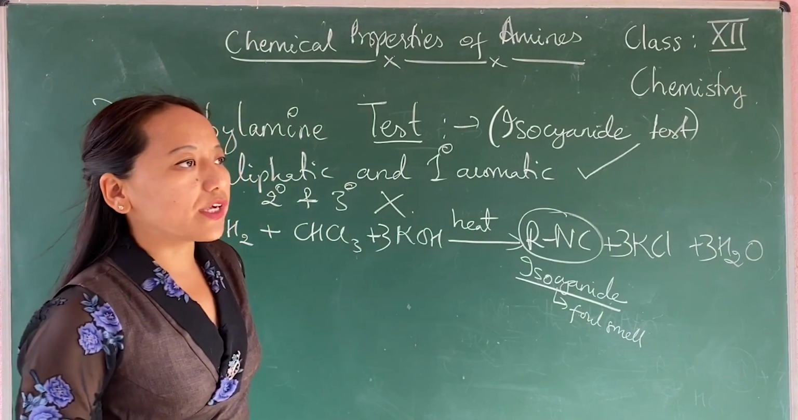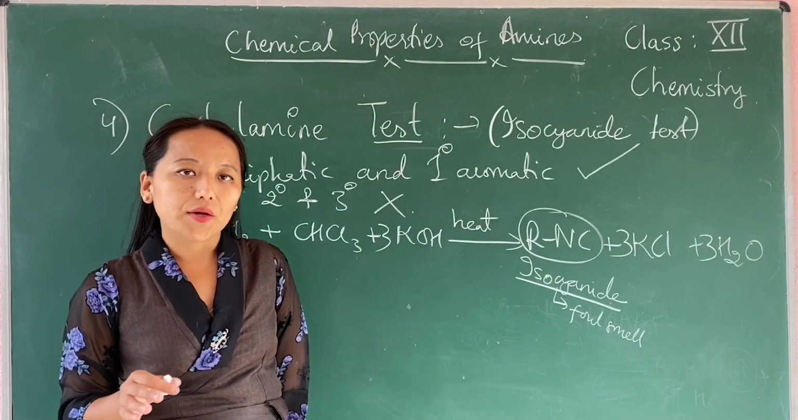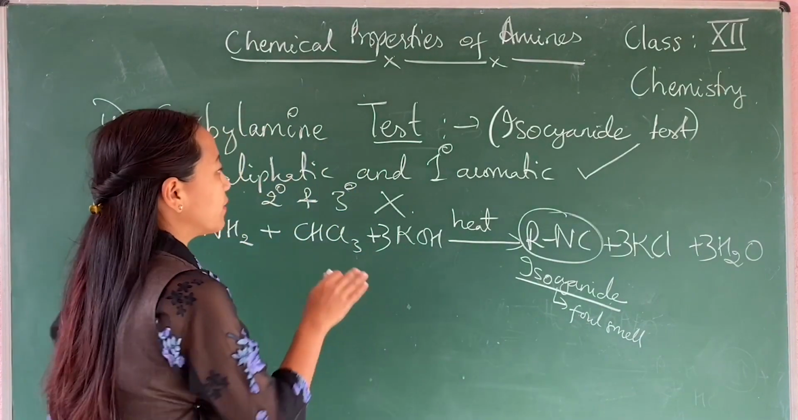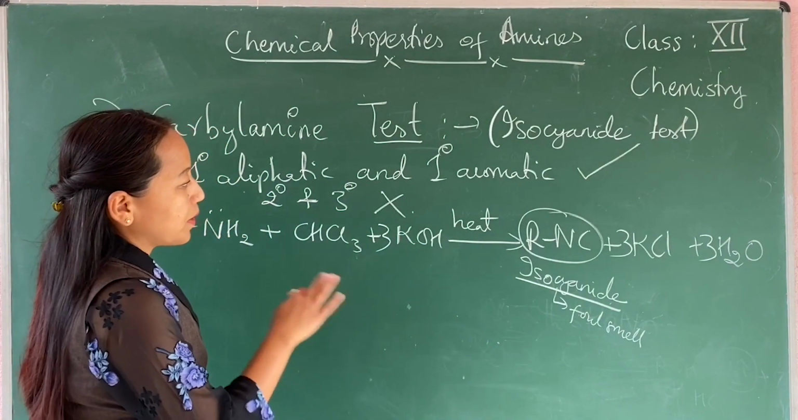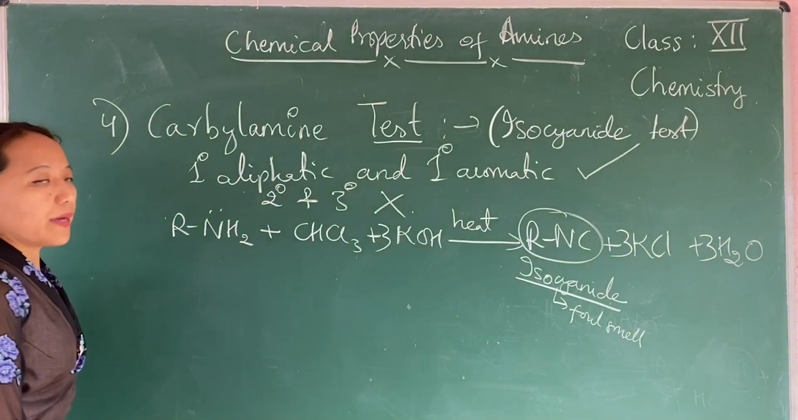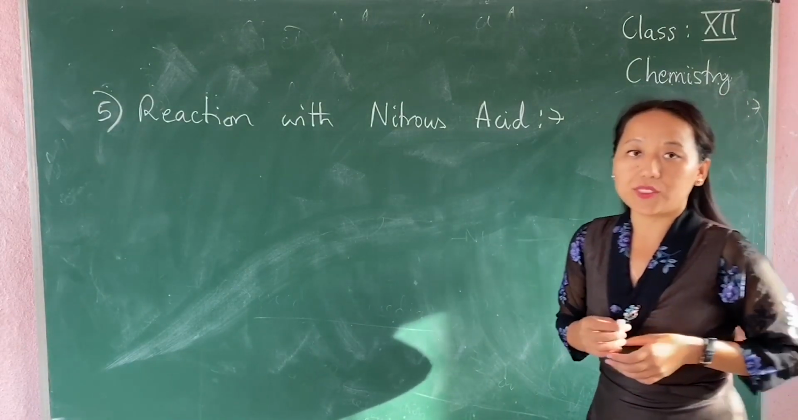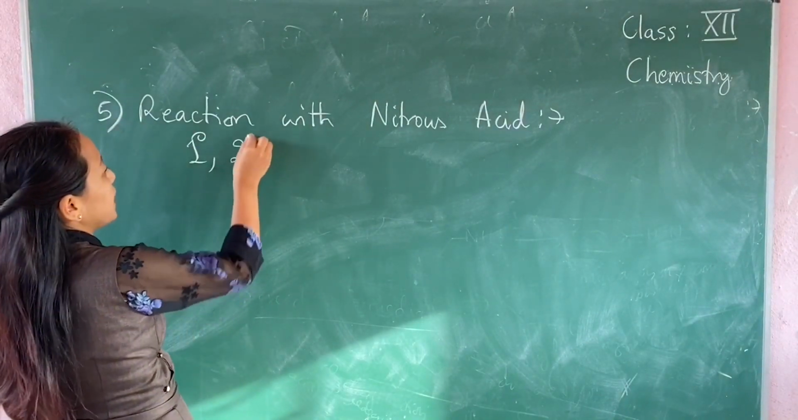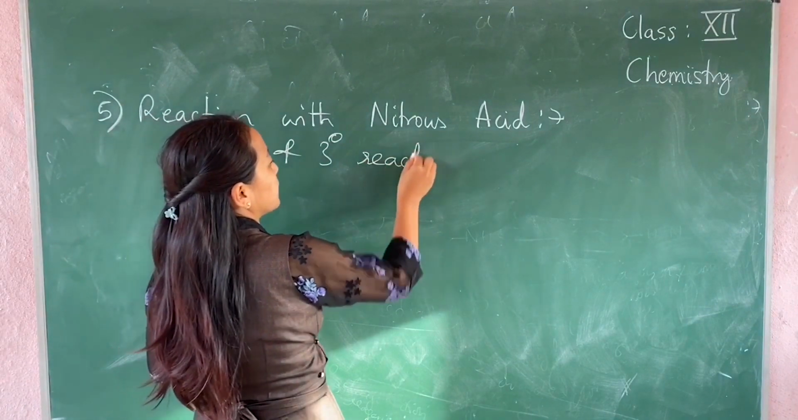So therefore, if you are given two compounds, one is a primary amine, one is a secondary amine, now you will have to write a test for that. So for the primary amine, you can give this test, that is the carbylamine test. So this is about the carbylamine test, the fourth chemical property. Okay, then the next chemical property is reaction with nitrous acid. In this case, primary, secondary and tertiary amines react differently with nitrous acid.